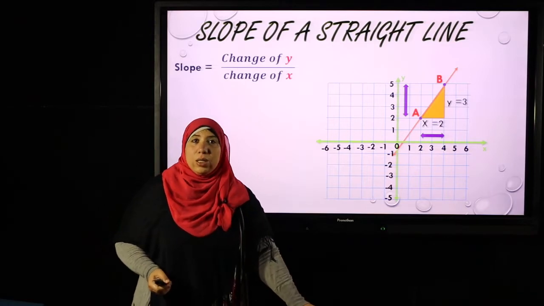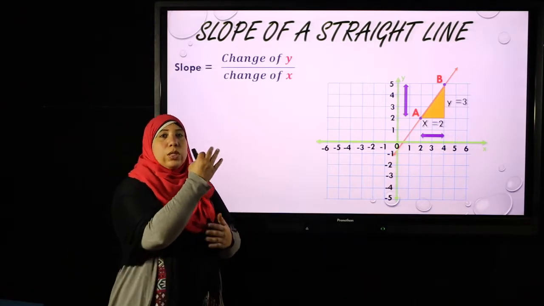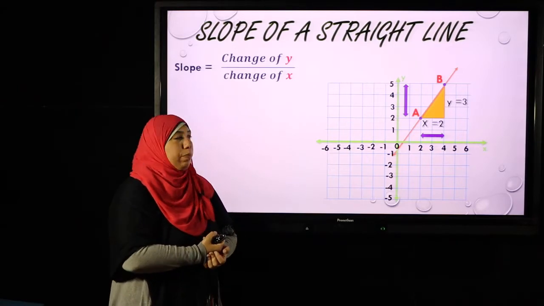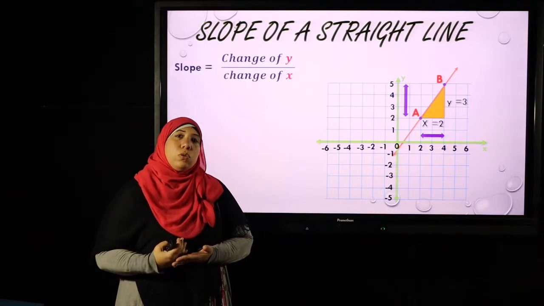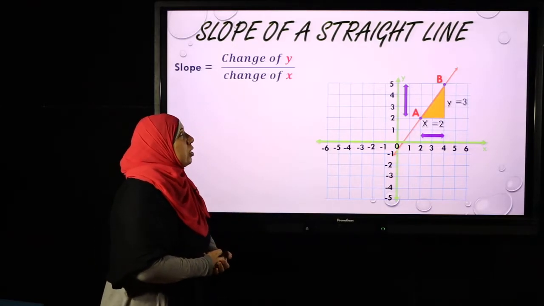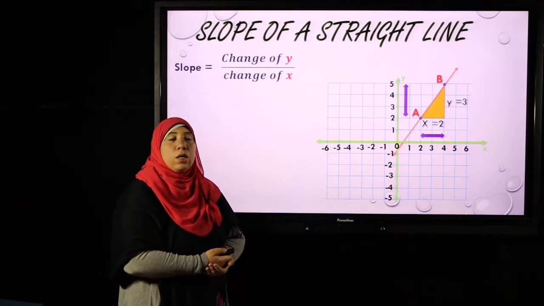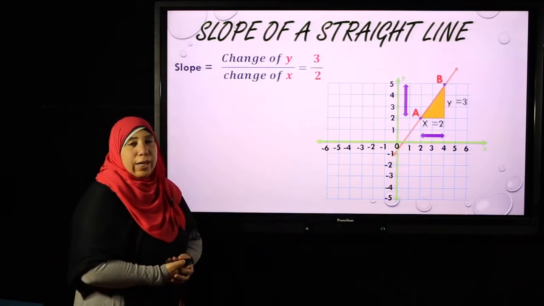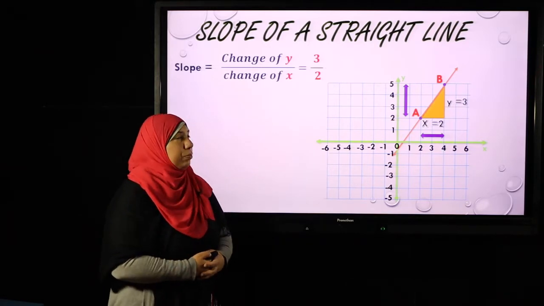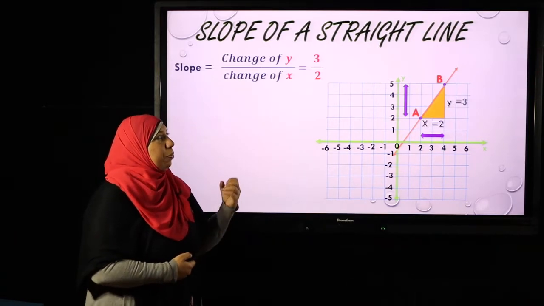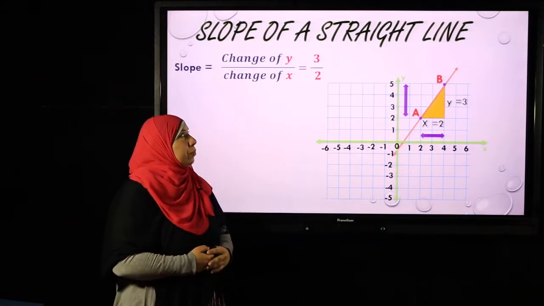The point A was (2, 2), and it moved to the point B (4, 5). So for the change of y, it was 2, became 5. It was 3. The change of x, it was 2, became 4. So it's 2. So I can say that the slope here is 3 over 2, the change of the point moving from A to B.